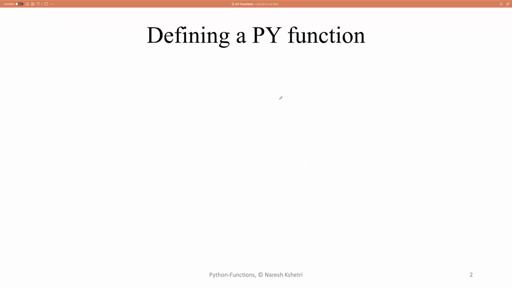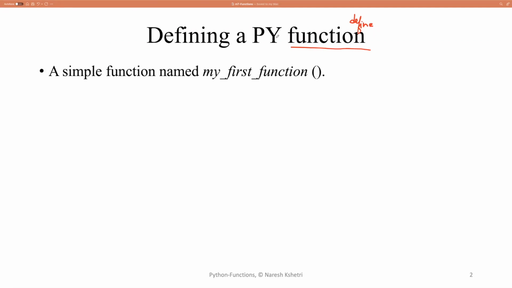Today in this video, we are going to discuss the basic function declaration in the Python programming language. We will see how to define a function in Python. First, we have a simple function named my_first_function. Just to make it simple, we use an underscore; you can use any name for the function.